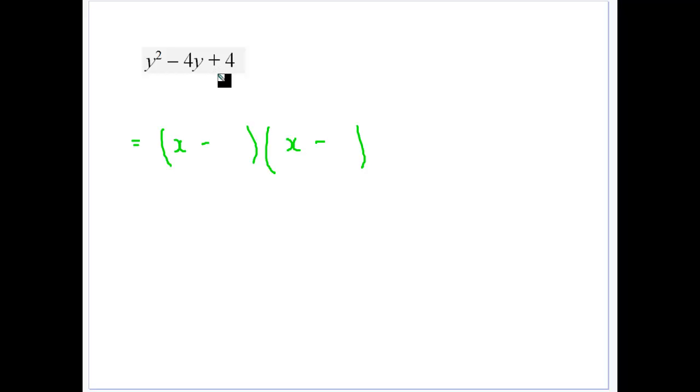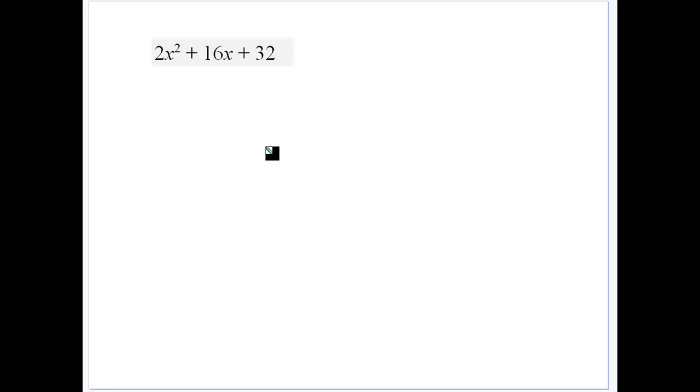And what two numbers multiply to give us positive 4 and add to give us minus 4? Well, your combinations for positive 4 would be 1 and 4, or minus 2 and minus 2. So minus 1, minus 4, minus 2, minus 2. Well, only one of those combinations gives us minus 4, and that is the minus 2 there and minus 2 there. Nicely, this one's worked out as a perfect square as well. That's just luck of the draw with the question.